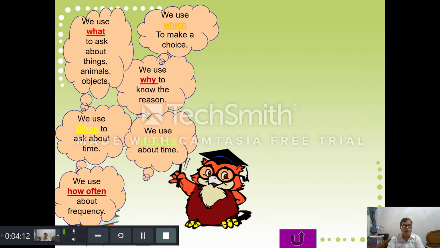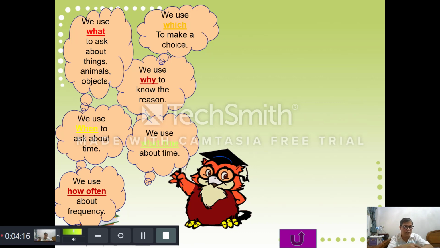Next one, we use what time. As I said a while ago, you can also use it as part of the WH questions. You can say, "What time are we leaving tomorrow?" "What time are you going to Bangkok?" "What time does the school start?" Okay, what time. We talk about time as well.